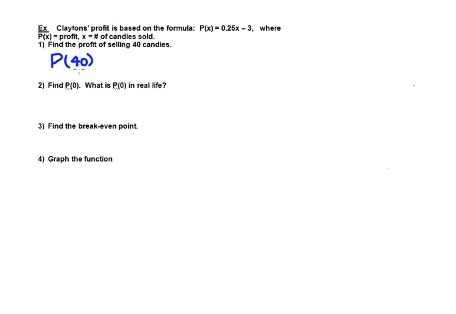So we've got P(40), profit of 40, is equal to 0.25 times x, which in this case we've let equal 40, minus 3. So we simplify this. 0.25 is a quarter. A quarter of 40 is equal to 10, minus 3, and that gives us 7. If we interpret this, it means that the profit of selling 40 candies is $7. He takes $10 in revenue from 25 cents per candy and 40 candies in the bag, but he had to spend $3 in order to purchase the bag.